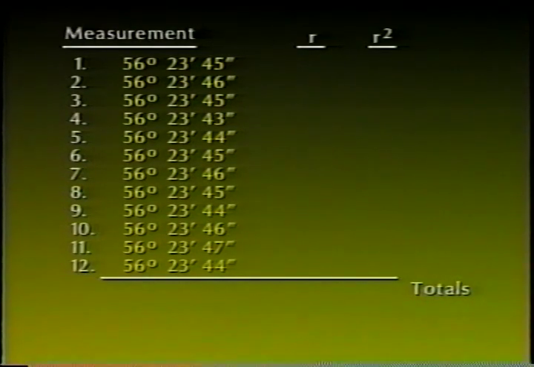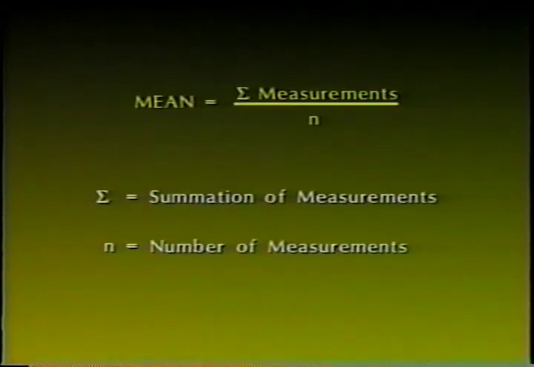In surveying, we generally use the mean as the most probable value. The mean is defined as the summation of all the measurements divided by the number of measurements. In our example, the number of measurements would be 12. At this point, I would like for you to stop the tape and determine the mean of the 12 measurements. Since all the measurements have the same value for the degree and minute portion, I would suggest you work only with the seconds portion of the measurement.